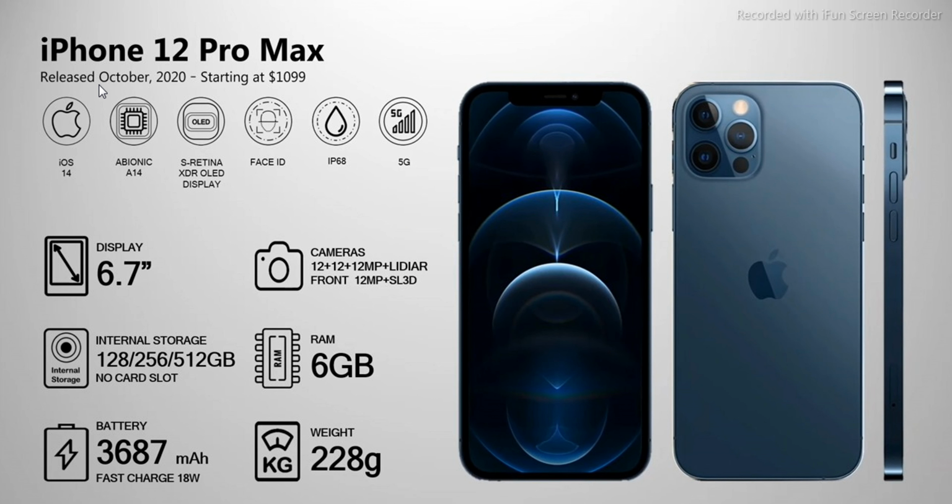Next, iPhone 12 Pro Max. It comes with Apple A14 chip, and release date of this mobile is October 2020, and the starting price of this mobile is $1,099. 6 gigs of RAM. It's the first mobile from Apple that comes with 6 gigabytes of RAM, and weight of this mobile is 228 grams.